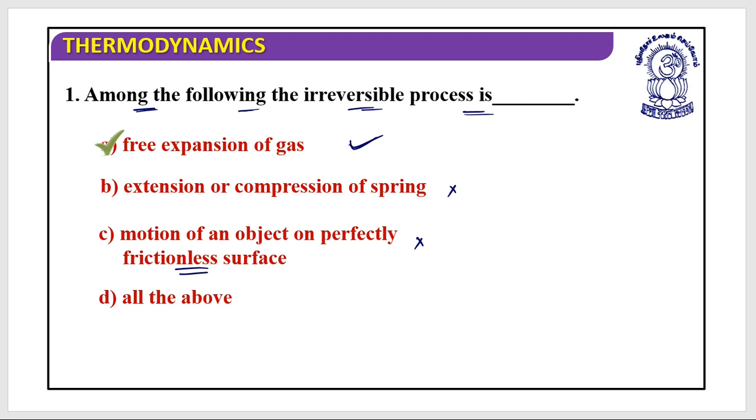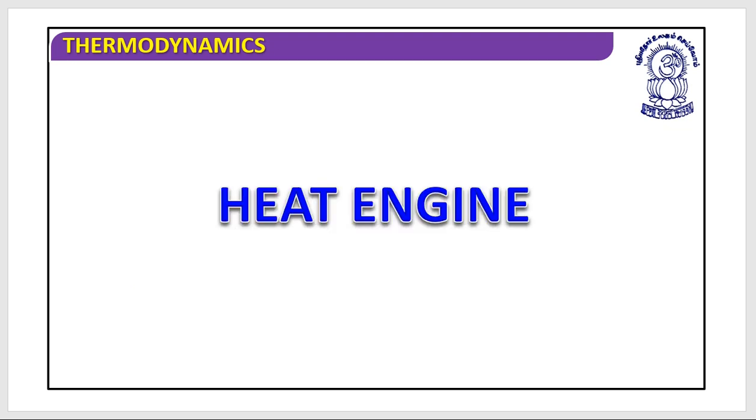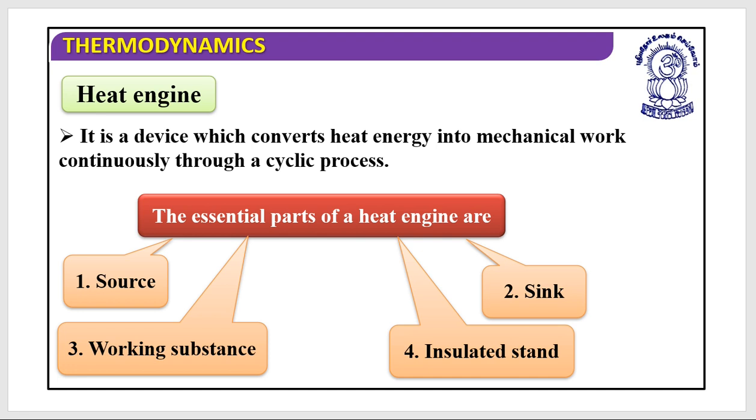I hope now you understand what reversible and irreversible processes are. Why have we discussed this? Because we need to discuss heat engines, and from heat engines we need to study a very important engine, the Carnot engine, which is considered an ideal engine. First, let's understand what a heat engine is. It is a device which converts heat energy into mechanical work continuously through a cyclic process.